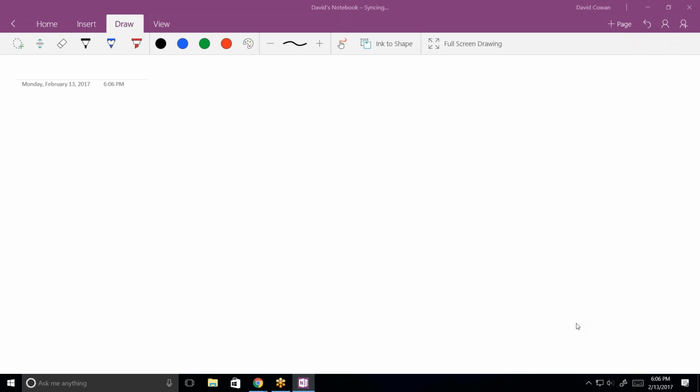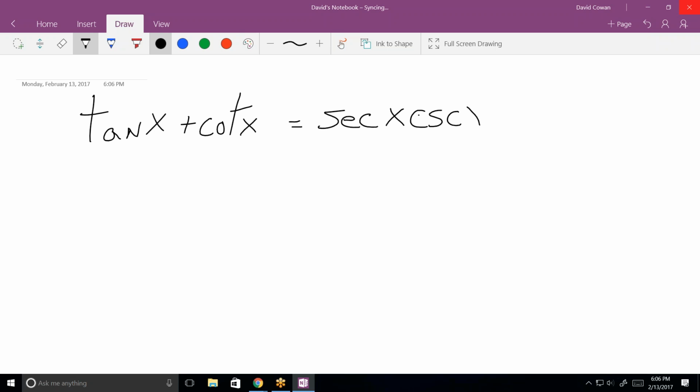It's not an end-of-the-world problem at all. It's an exercise made up by math teachers to get you to memorize your identities. Here's an example of one. What they're saying is that this is the same as that, and you have to prove it.